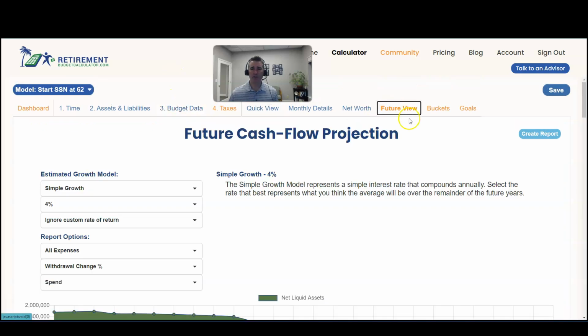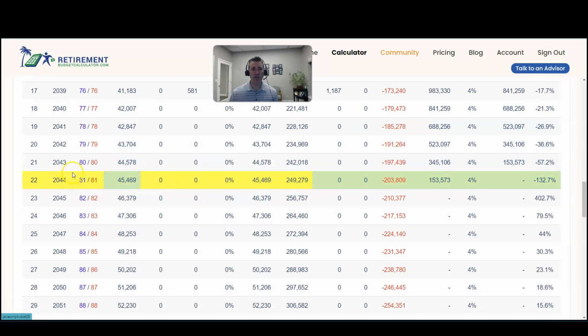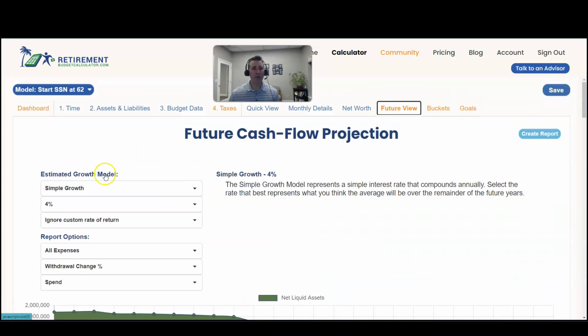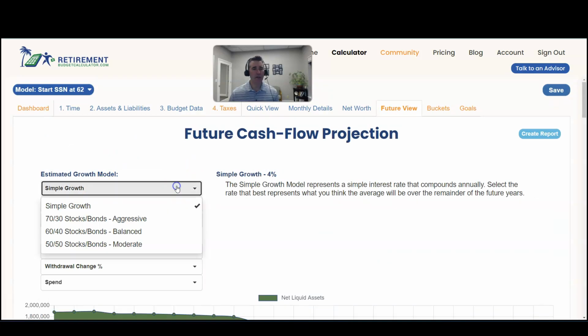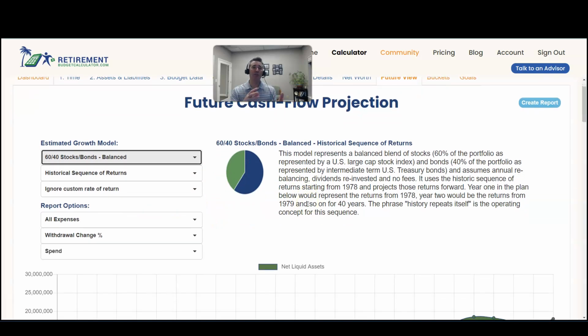But ultimately, this Future View tab is really what's going to help you look out into the future. So you can see in their case, they make it to age 81 before they deplete their portfolio down to zero. This yellow line represents the portfolio going to zero. Now you can play around with things like growth rates. So if you want to assume a higher growth rate, you can. If you want to say, well, what would have happened if I had a 60% stock, 40% bond portfolio with a historical sequence of returns, using the S&P 500 and treasuries to create that model?